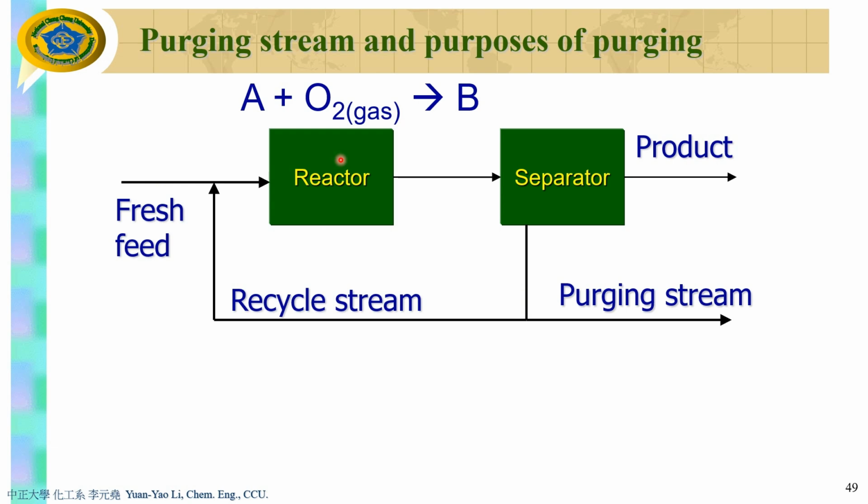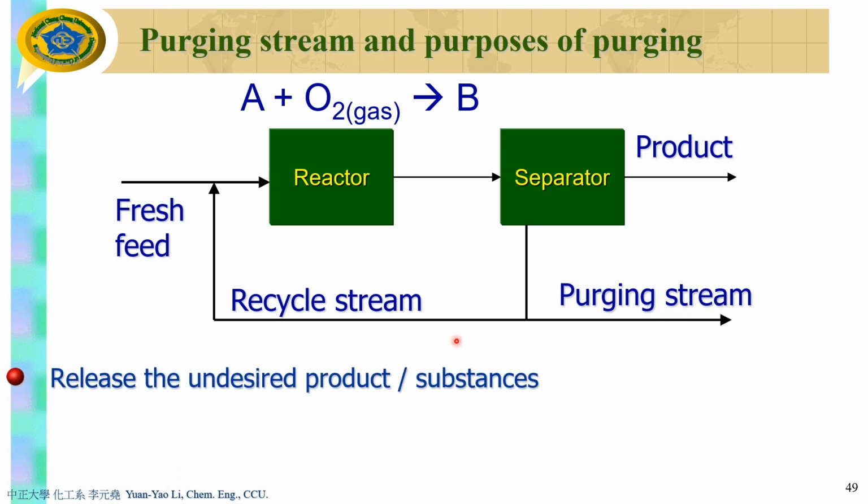Please tell me, if you do this experiment or if you are running this reactor, I don't want to be with you because one day you will explode. The pressure will build up in this system and you will explode. And your life is in danger. Right? So you need to release some nitrogen out from this system. So this is the reason we need purging stream. Okay? This is the reason for purging stream.